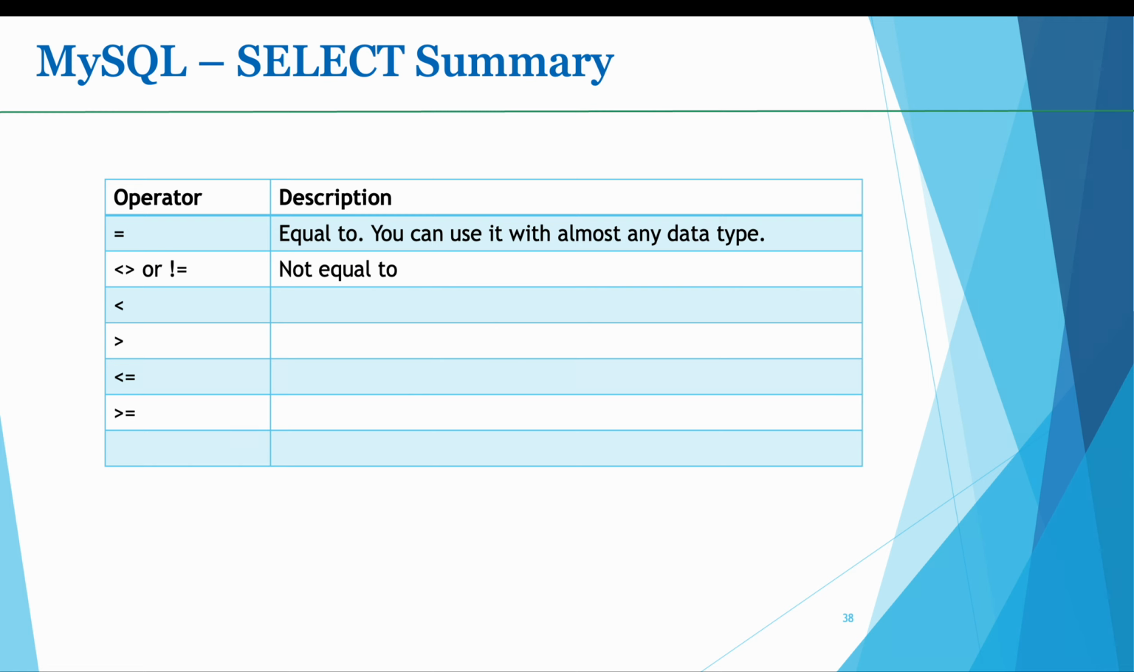These are the different operators that we have discussed. You have equal to, and for not equal to, you can use the less than greater than symbol or the not equal to symbol. You also have a less than operator and a greater than operator, which you can always use in your SQL queries. And you can also have less than or equal to and greater than or equal to. These can also be used for your operations.